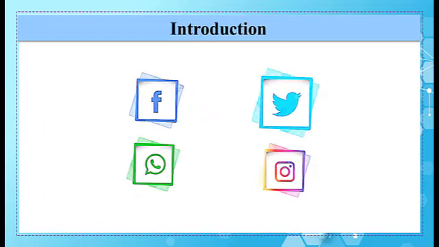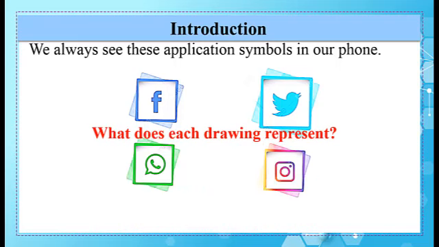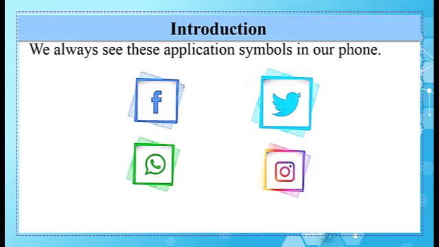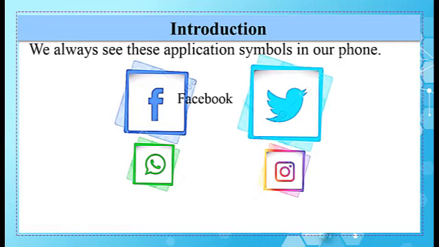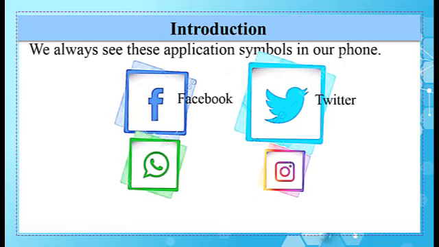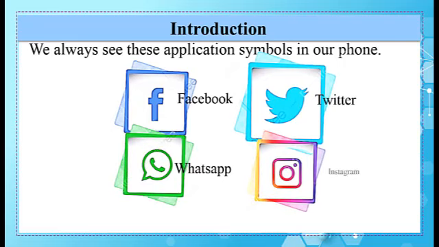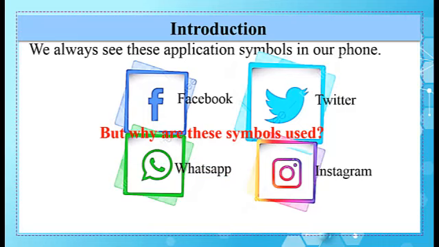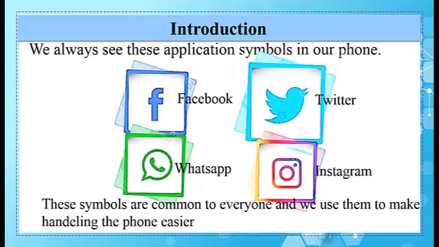Look at these application symbols. We always see these application symbols in our phone. What does each drawing represent? Facebook, Twitter, WhatsApp, and Instagram. But why are these symbols used? These symbols are common to everyone, and we use them to make handling the phone easier and faster.